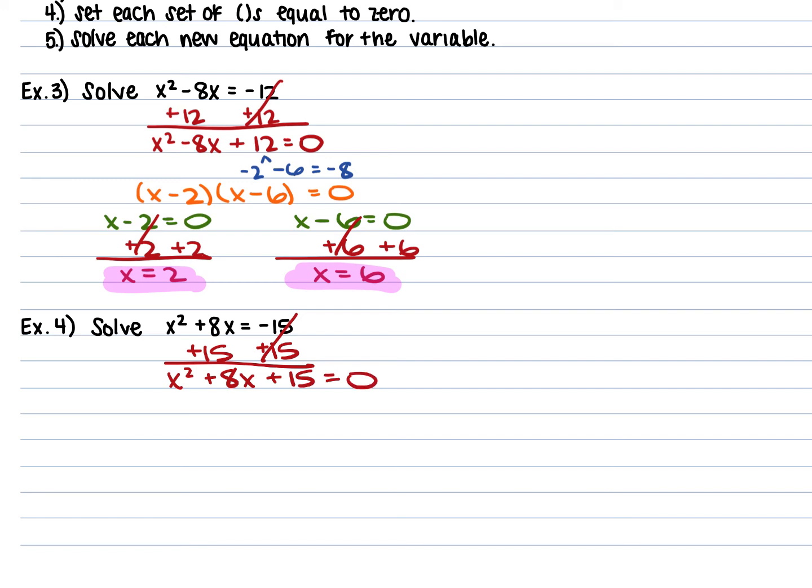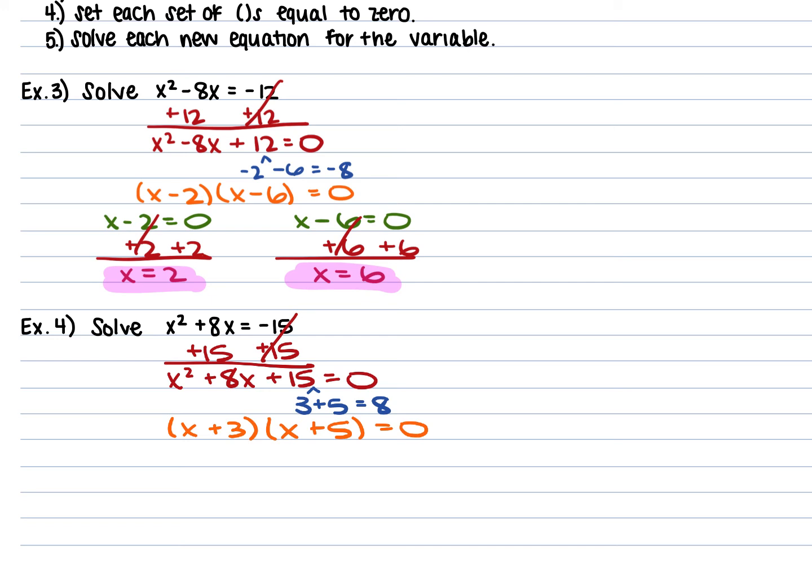From here, we have a positive 15 and a positive 8. We want the factors of positive 15 that add up to be positive 8. So our two factors are going to have the same sign. So if we have a positive 3 and a positive 5, they add to be 8. They multiply to be positive 15. So this factors out to be x plus 3 times x plus 5 is equal to 0.